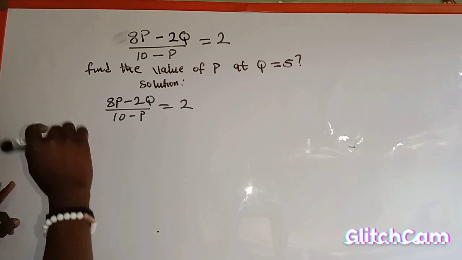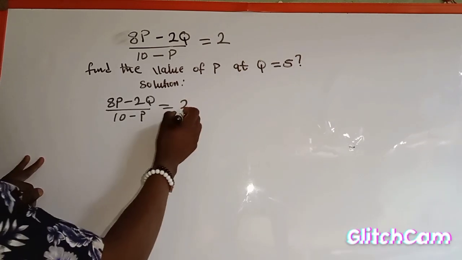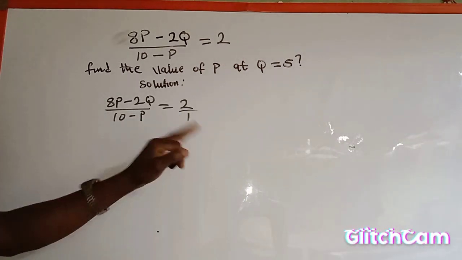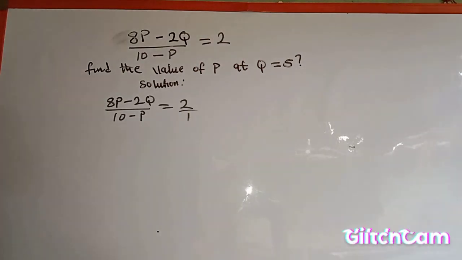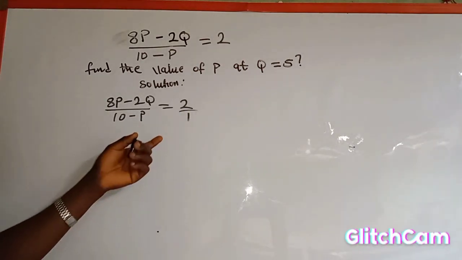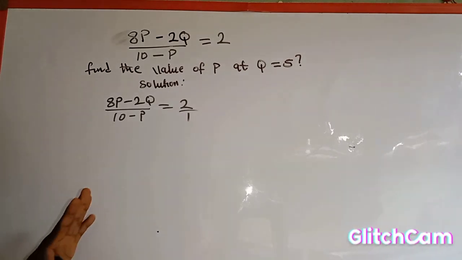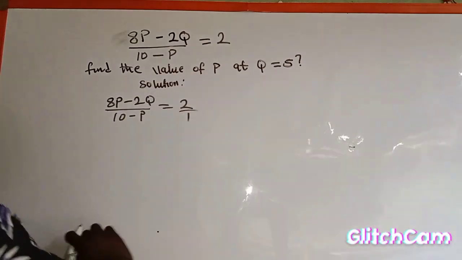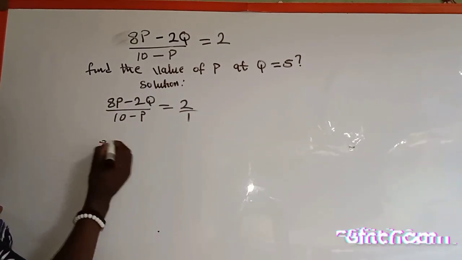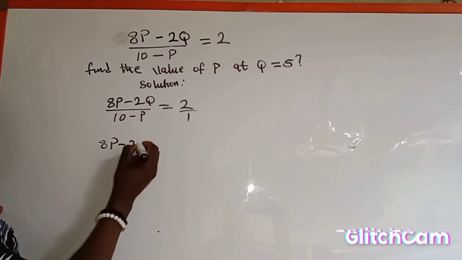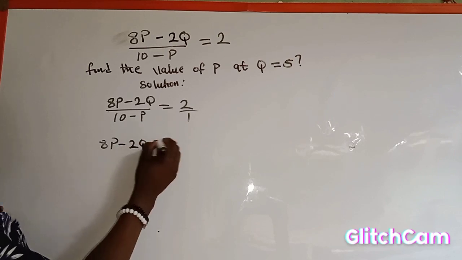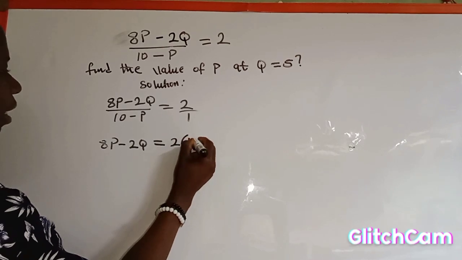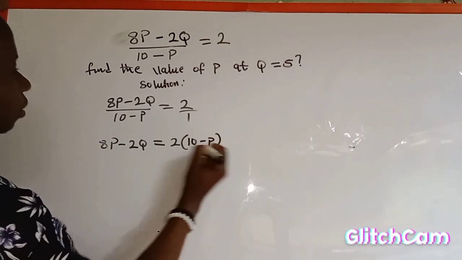So what you do, since the left hand side is in fraction, I can also convert the right hand side to be in fraction, because 2 divided by 1 is also 2. So if you have an equation in this form, what you do is to cross multiply. Cross multiply by using this to multiply this, then use this to multiply this. 1 multiplied by this, I'll have 8p minus 2q, which is equal to 2 multiplied by this, I'll have 2 multiplied by (10 - p).